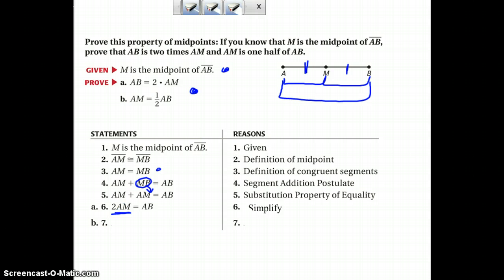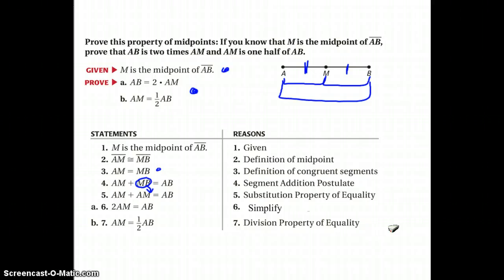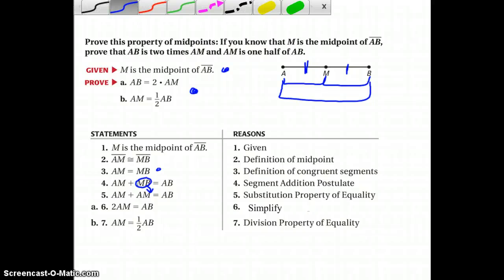Next, if you divide by 2, by the division property of equality, right? We divided both sides by 2. Our conclusion is AM is equal to 1/2 of AB.